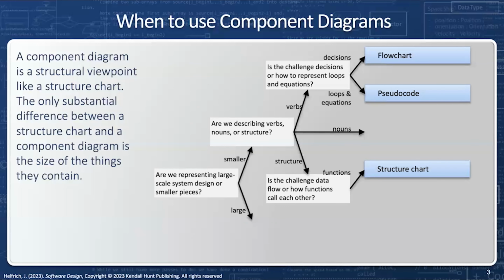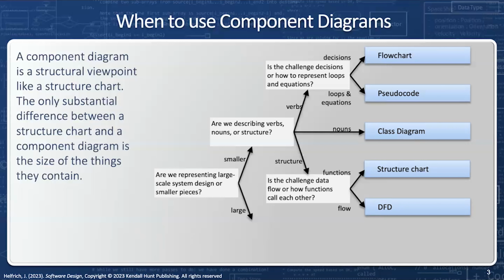However, sometimes what we care about is how data flows through the system, and a data flow diagram is useful for that. Now, let's go back to our question: are we describing verbs, nouns, or structures? If the important thing is nouns, namely how data is stored, the things of the application, then a class diagram is perfect for that. Now, a flowchart and pseudocode do not describe the format of the data. A structure chart and data flow diagram don't describe the format of the data, but class diagrams do. There are other ways to represent nouns too, such as entity relationship diagrams or schemas or things like that.